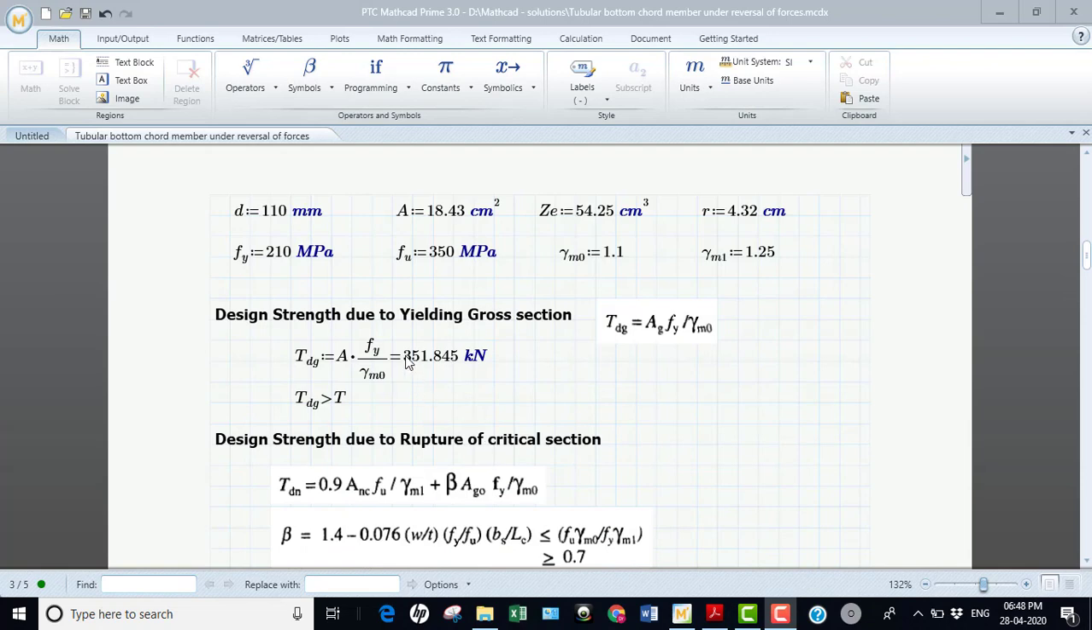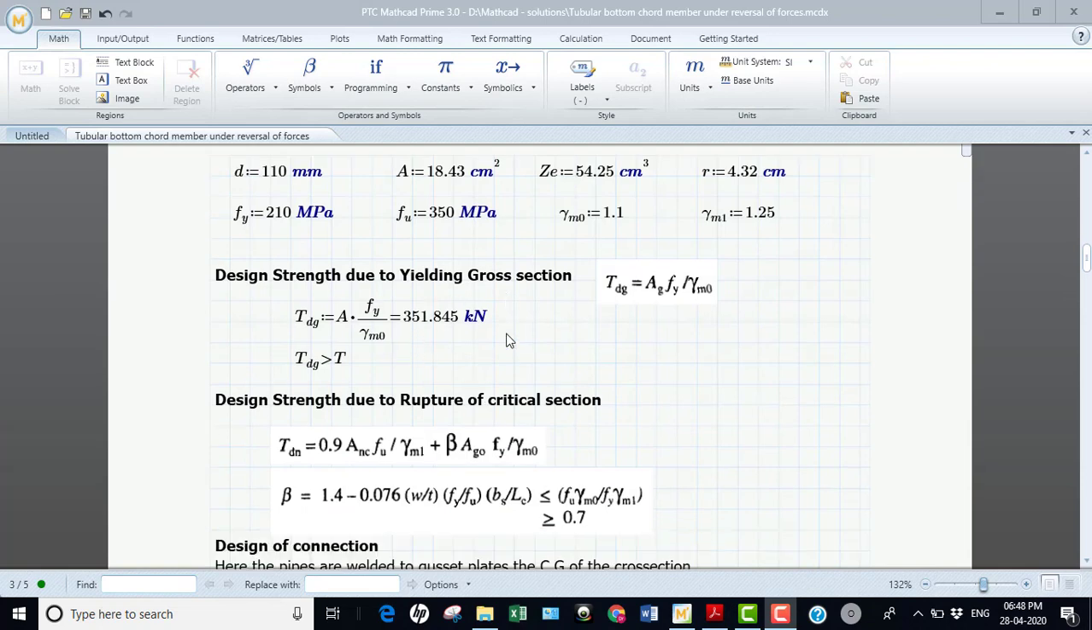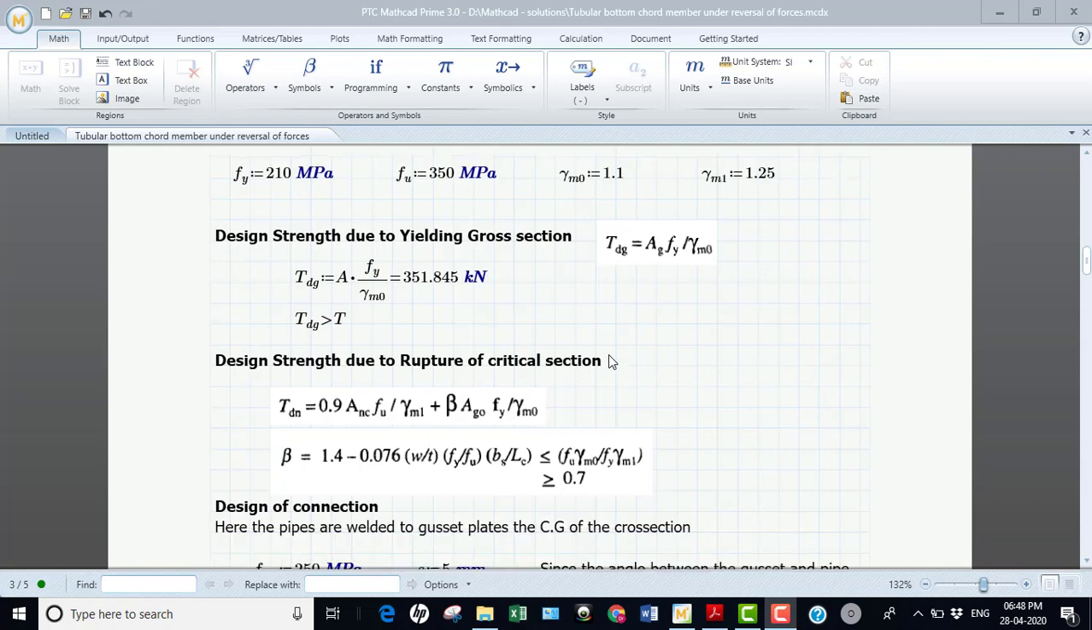To design against tension, it has to be checked against three criteria: yielding of gross cross section, rupture at critical cross section, and block shear failure. First I am checking the yielding of gross cross section. This is the condition given in IS 800. I'm substituting the gross area of cross section, yield stress, and the partial safety factor. You will get the yielding capacity as this much. Here it is found to be greater than the force actually acting on the cross section.